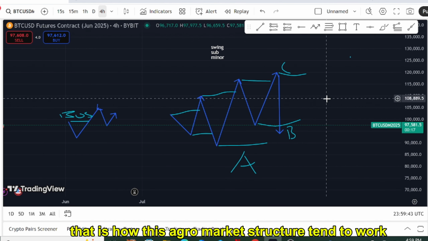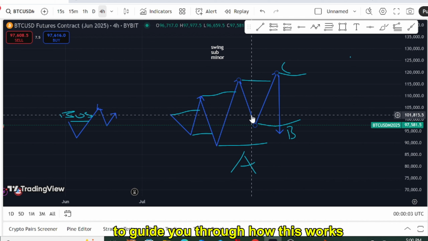Now let me use a few chart examples to guide you through, so you understand what all these are, and not just me drawing on the charts to show you what it is. So I'm going to go ahead on the chart using different pairs to guide you through how this works.